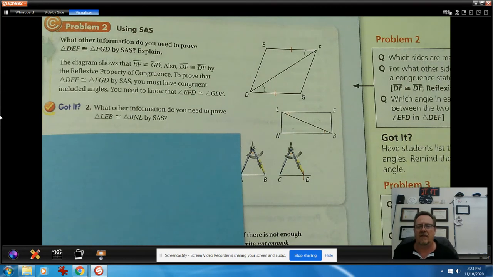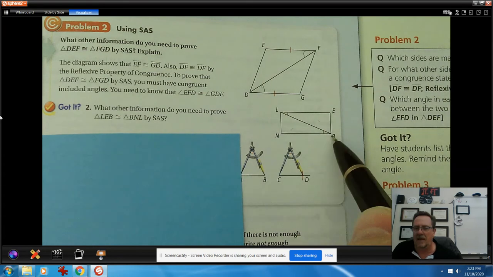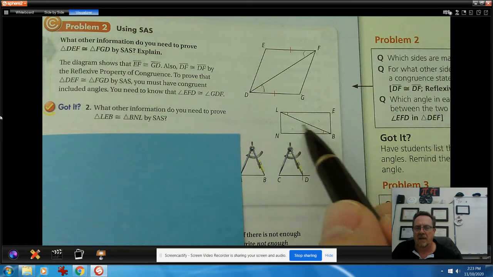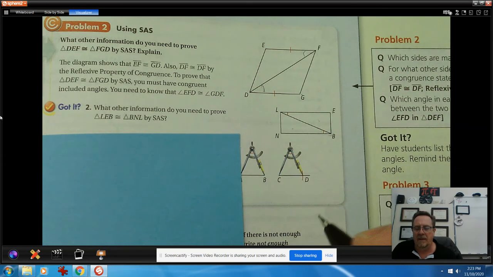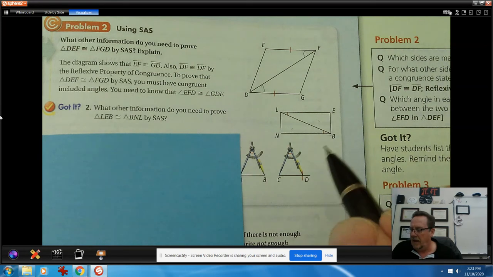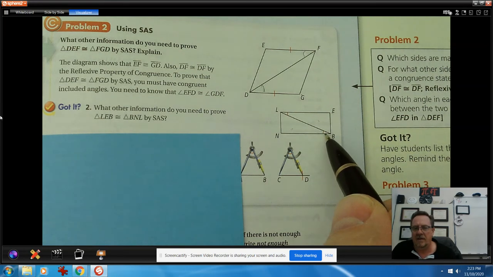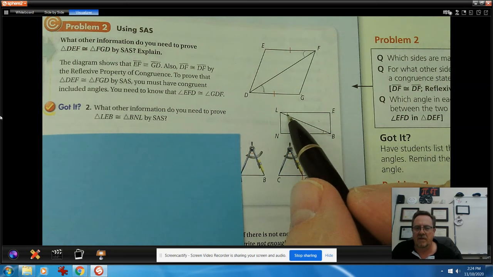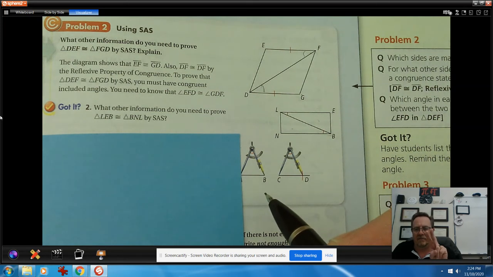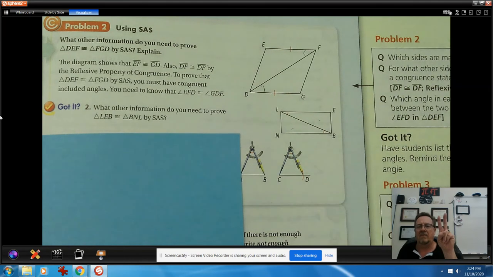Well, let's look at the information that we have. I know that segment LB, right, or side LB is congruent to itself. So LB is congruent to BL. So I have side, right? And I know that this angle down here is congruent to this angle up here. So I have side, I have angle. What else do I need? I need to know another side. But which side?